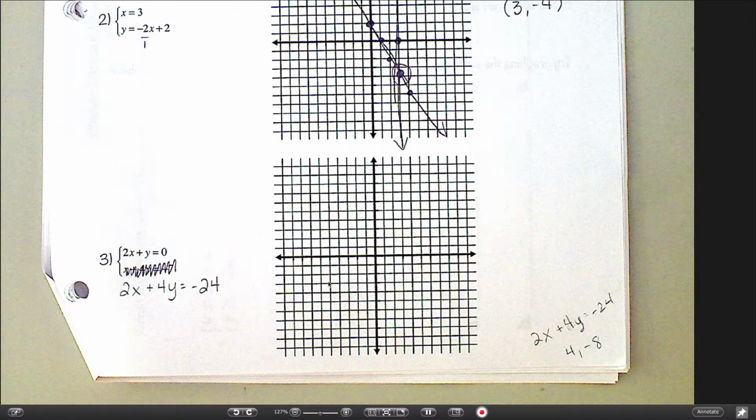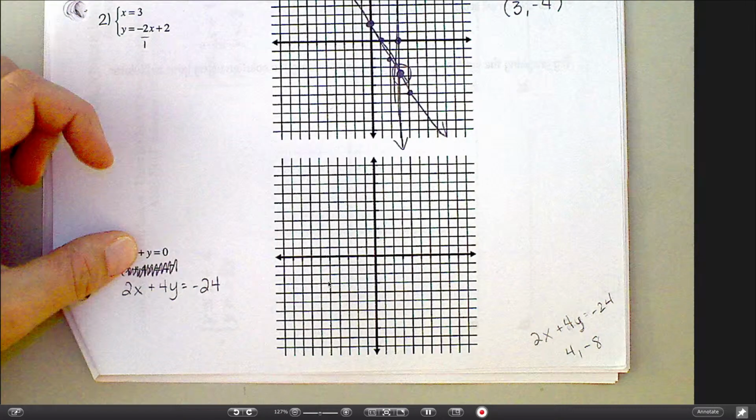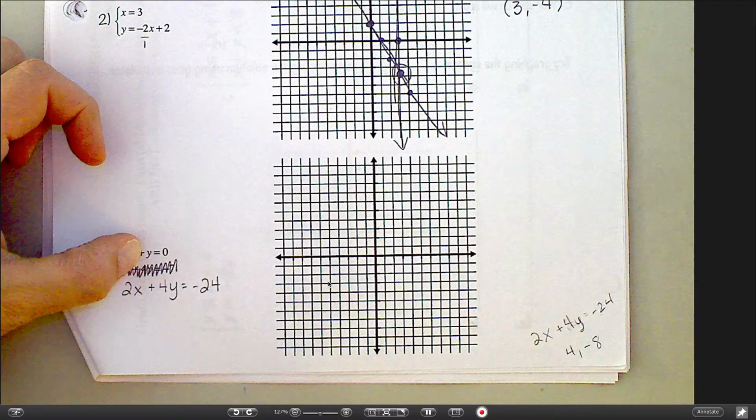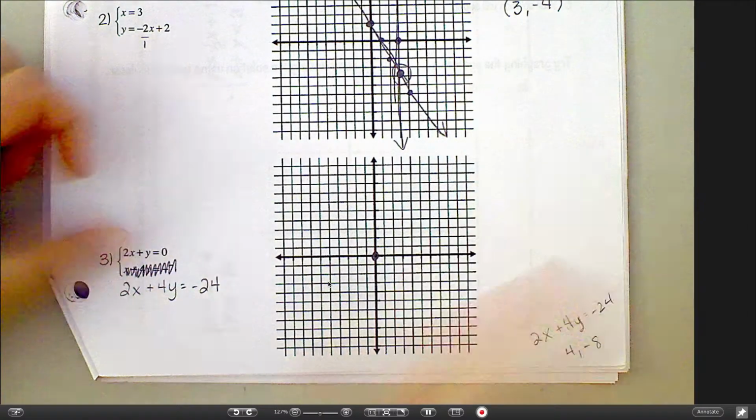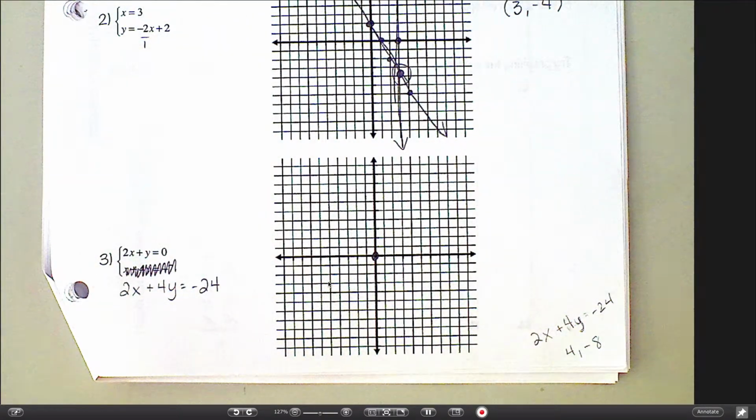How would you graph that first equation? 2x plus y equals 0. Somebody else tell me. D, go for it. Okay. If I find the y-intercept, I'm going to plug 0 in for x, and I'm going to find that the y-intercept is 0. Okay? But this isn't in slope-intercept form, so I don't have my slope right now.